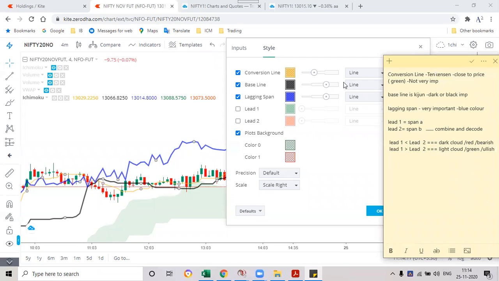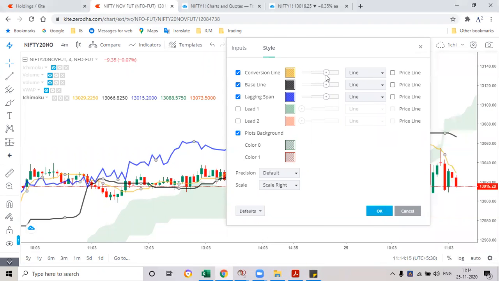Okay, so first line you will see, change the color of the conversion line into golden color. You can do it, whichever color you like, but make sure you remember that color. Whichever is not important, I make it gold. Then whichever is important, I make it dark. Lagging span, very important, I put my favorite color there.